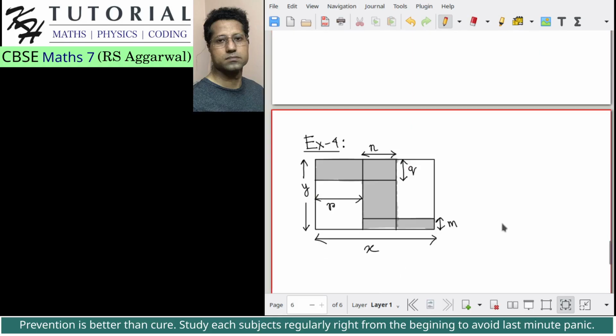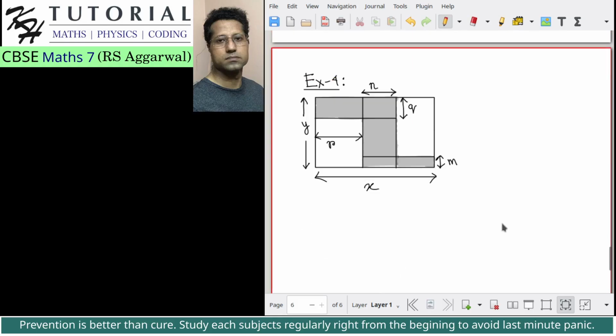Let's see the last example. So we have this kind of figure. As you can see, the shaded region is something like this. Approximately, this is the shaded region whose area we have to find based on the given dimensions.